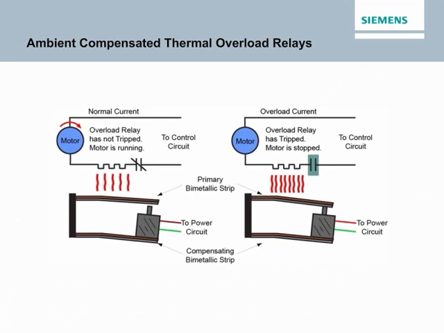In the accompanying graphic, the circuit on the left shows how. As the ambient temperature rises, both bimetallic strips bend equally and the overload relay does not trip. For simplicity, the accompanying graphic shows only one circuit phase. In the circuit on the right, current flows through the motor and the heater element affects only the primary bimetallic strip. When the current rises to the level of an overload, the primary bimetallic bends enough to trip the overload relay.